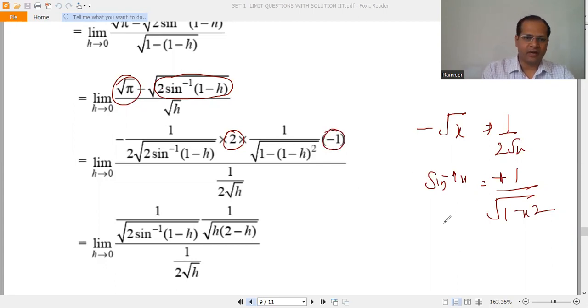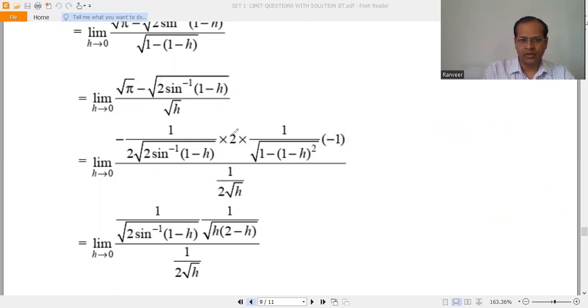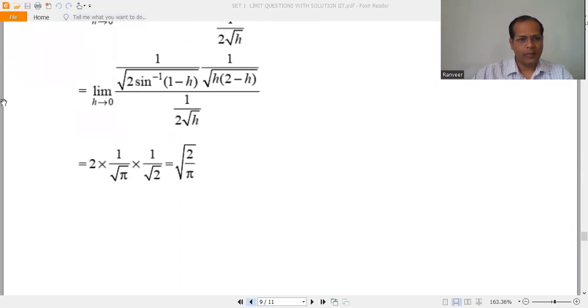So we just apply the formula, and root under h is nothing but 1 by 2 root under h. So once we solve this, we will get this value, and this is all the product format, minus minus plus, 2 will come, cut 1 by 2 sine inverse 1 minus h, 1 by root under h, 2 minus h, and this is 1 by 2 root under h. Now we just have to substitute the value and get the result. So once we substitute the value, this is root 2 by 5.